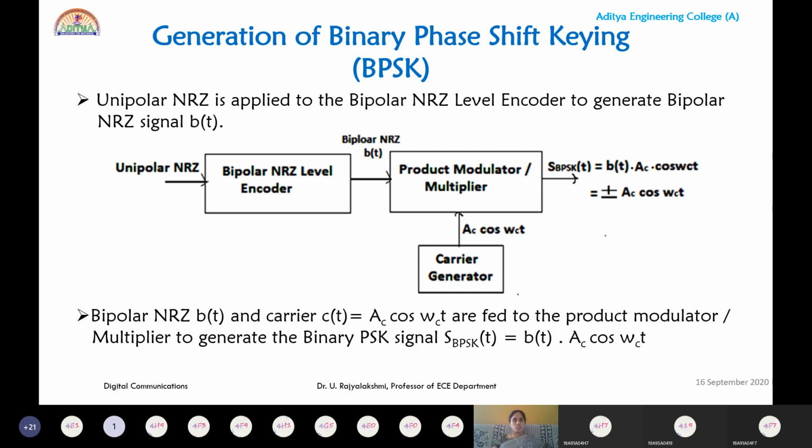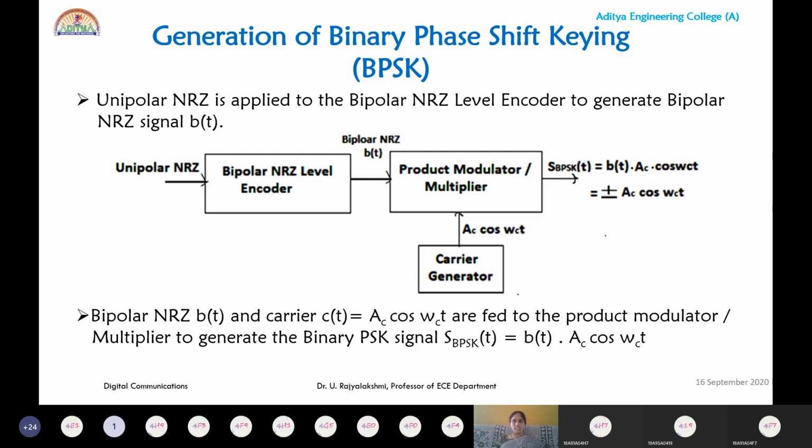As I told you in the last class, unipolar NRZ should be converted into bipolar NRZ in order to get a BPSK signal. So you need a level shifter. A level shifter, or level encoder, is used for conversion of unipolar NRZ to bipolar NRZ. But in the case of ASK, we directly apply the unipolar NRZ to the multiplier. Here, unipolar is converted into bipolar and that is multiplied with the carrier component.